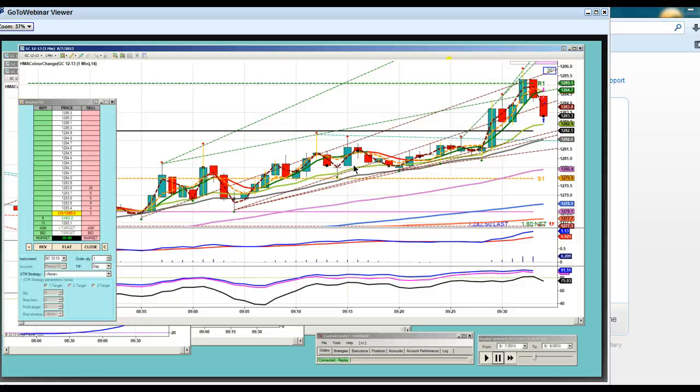Your HMA color change, what chart is that off? Is that off the list? What chart? HMA color change. I don't understand your question.